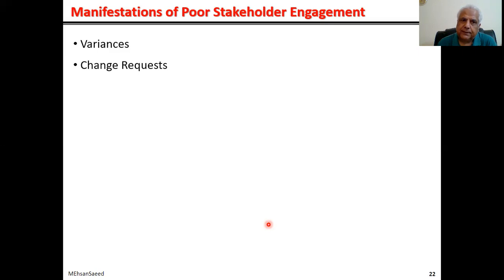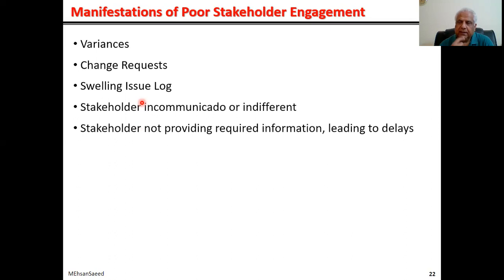Then, if you do not network, if you do not engage with the stakeholders, if you do not communicate with them, again, because of non-communication, communication voids, communication barriers, or communication blockers, your issue log, issues between you and your stakeholders, would start increasing. And your issue log will start swelling. Surely you don't want to do that. And finally, if you do not engage well, there's a chance that your stakeholder will become incommunicado or indifferent. He will get upset and go silent. Communication again, the aspect of communication barriers and blockers come in. And surely you don't want that situation.